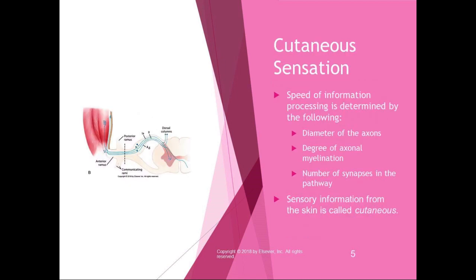So cutaneous sensation, that sensation from the base of our skin. Basically, the speed of information processing is determined by the diameter of the axons, the degree of myelination, and the number of synapses in the pathway. Sensory information from the skin is called cutaneous. Cutaneous means skin. So the diameter of the axons, if you have a larger axon, it transmits the information faster. If you have a more myelinated axon, it transmits the information faster.